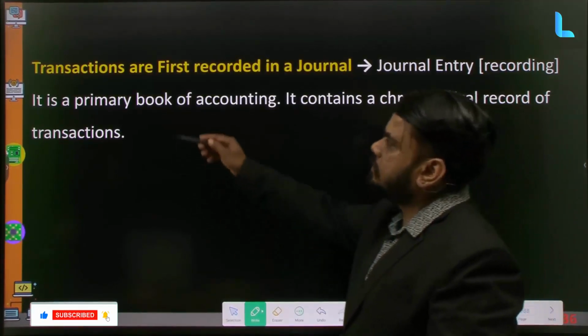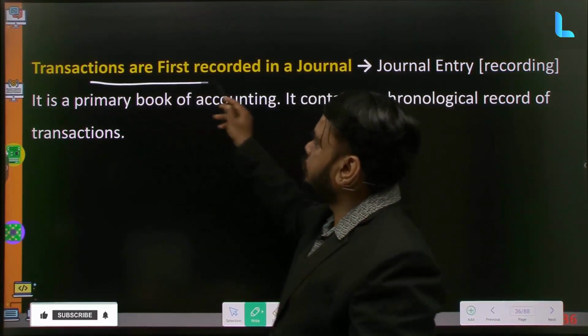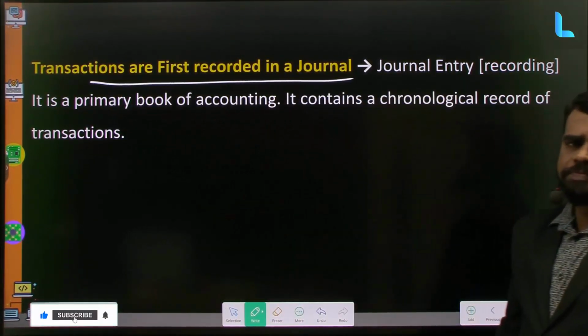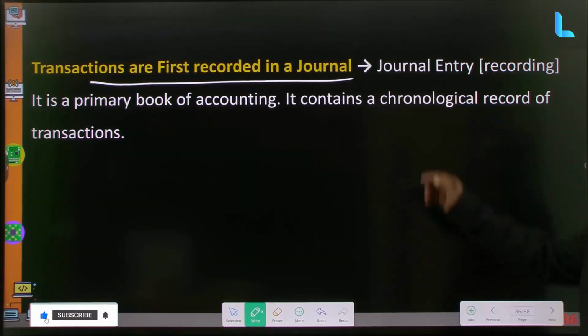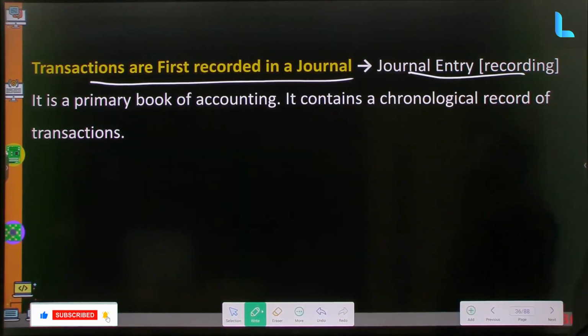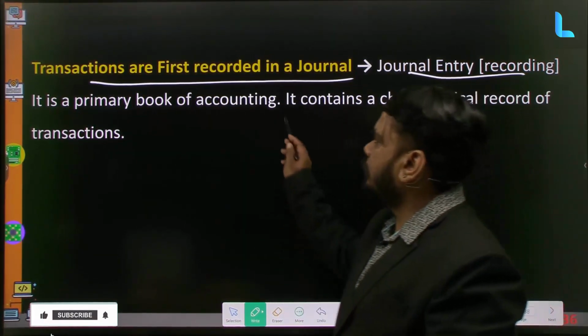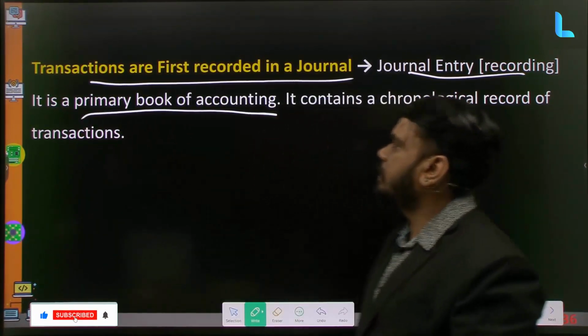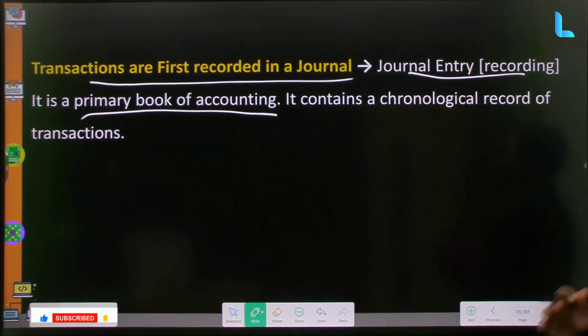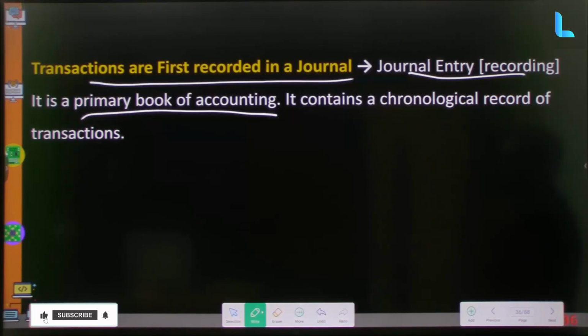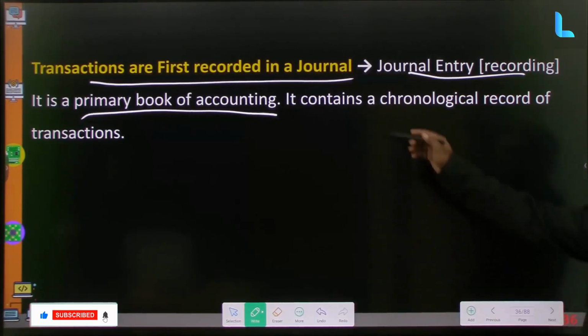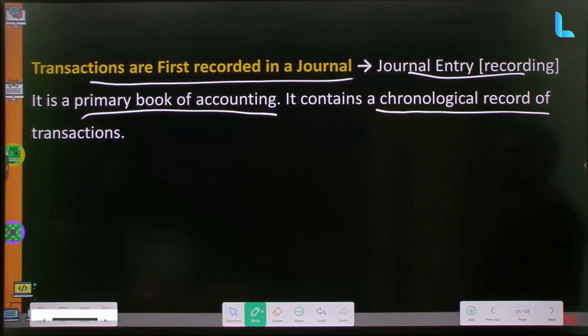The transactions are recorded first into the journal book. So journal entry is nothing but the primary book of accounting. What is this journal book called? The primary book of accounting, because here only the first transactions are recorded. So what does it contain? It contains the chronological records of the transactions.